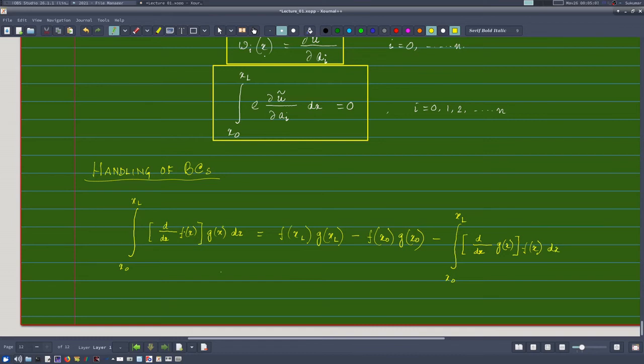So this is an important identity which is commonly useful in solving by Galerkin's method. Now, what is the advantage of this identity? You see, the right hand side contains the boundary terms. Since we already know the deformation boundary condition or force boundary conditions, so we can apply them in this identity. So that is one advantage of using this identity of integration by parts. All right.